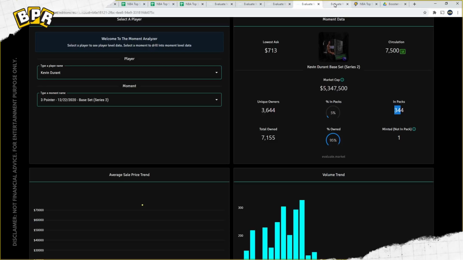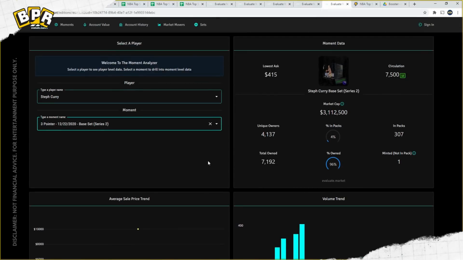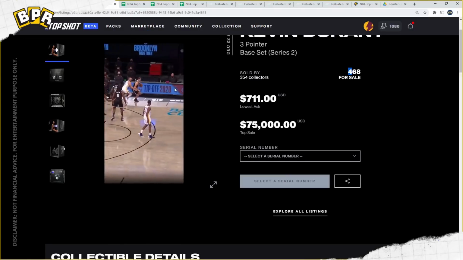Okay, all right. And the last one I want to show you guys is Steph Curry. He's another good example. There's only 96% that is owned. There's 307 in packs, which I'm assuming are still in those base set packs that people haven't opened and plan to hold for the long term, right? We can see the price is at 415. If we just quickly go to the marketplace, we can search them up.